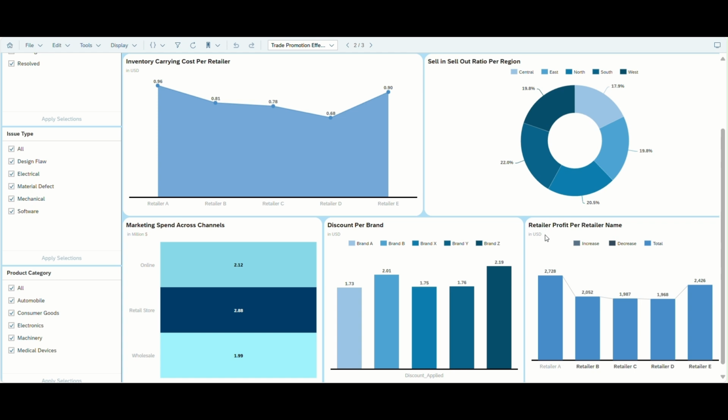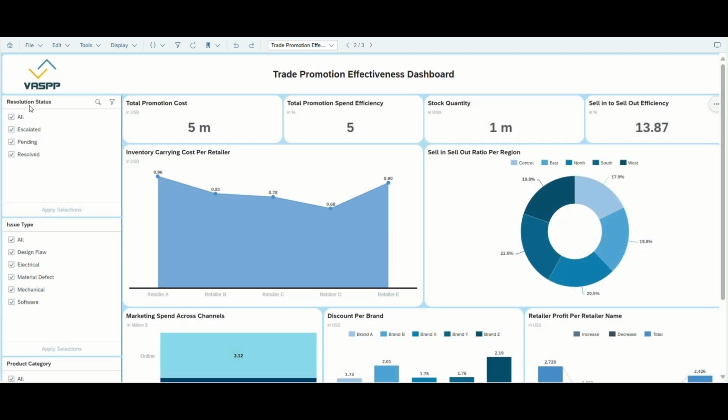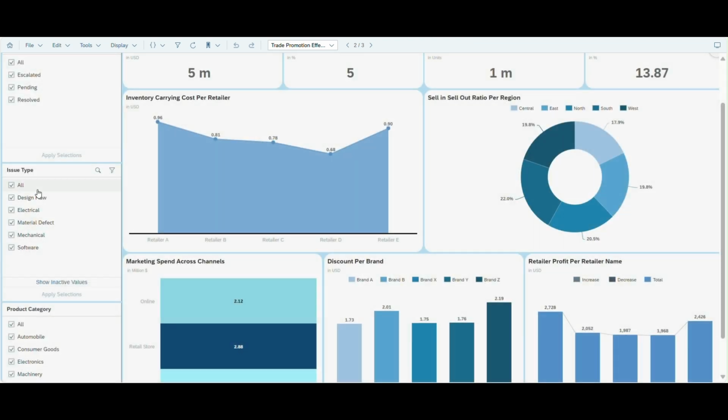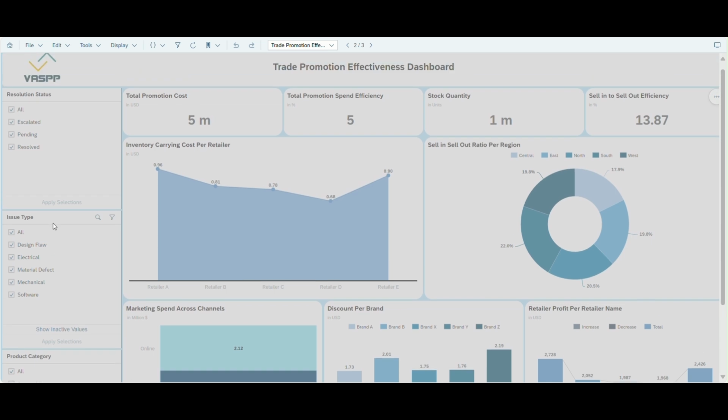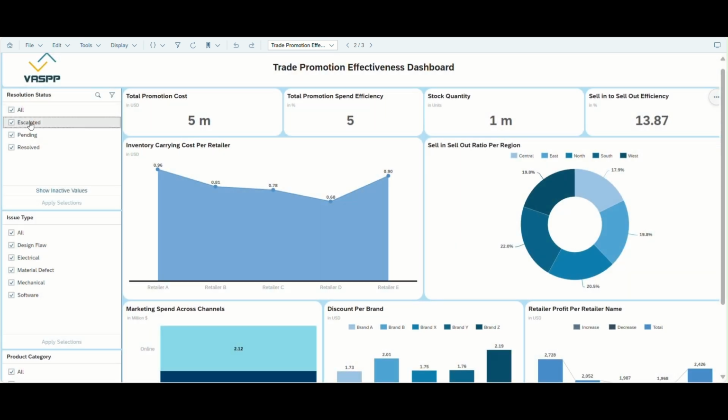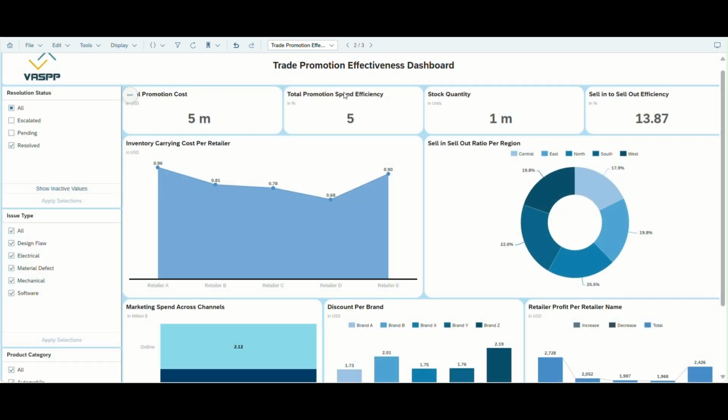Use it to renegotiate terms, offer smarter support, or identify strategic partners worth deeper investment. But what makes this dashboard truly actionable is interactivity. You're not locked into static charts. Use filters to zoom into any region, brand, or retail partner. Want to analyze discount efficiency for a single brand in the East region during Q2? Just a few clicks and you're there.